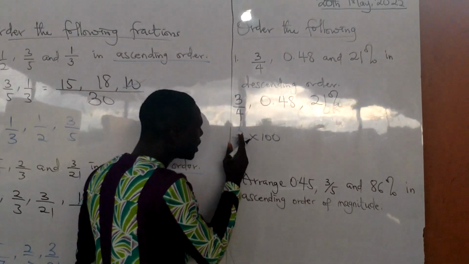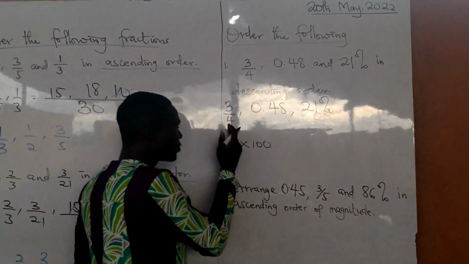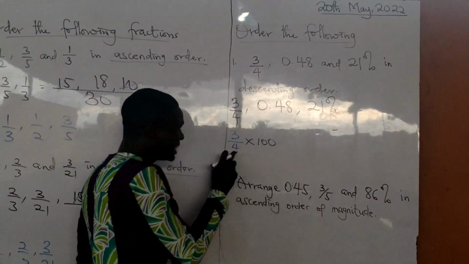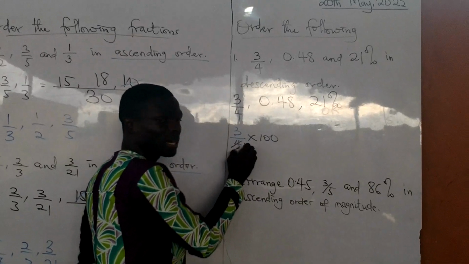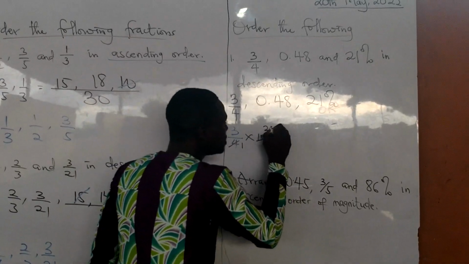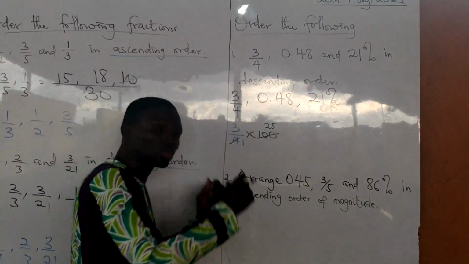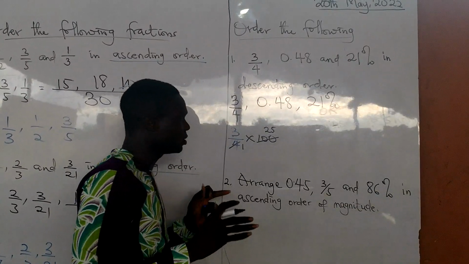So how can I deal with this? 3 over 4 times 100. The denominator can divide this number. So 4 will go into itself 1, and 4 will go into 100 25 times. You can also use 2 to divide till you get to the 25.